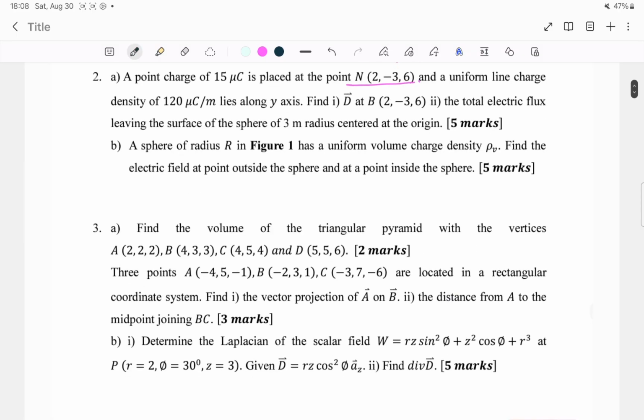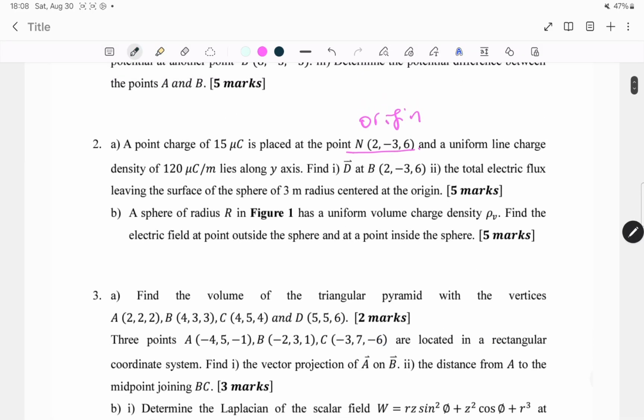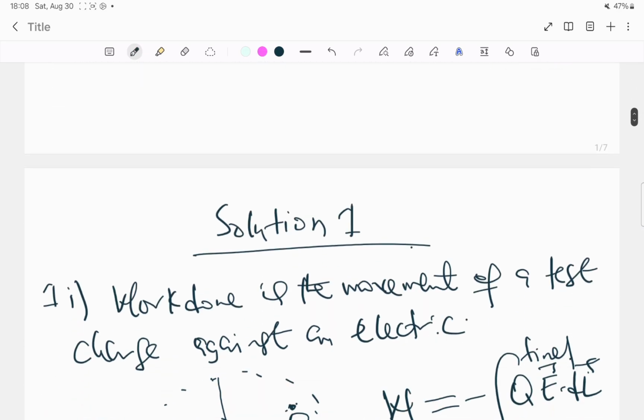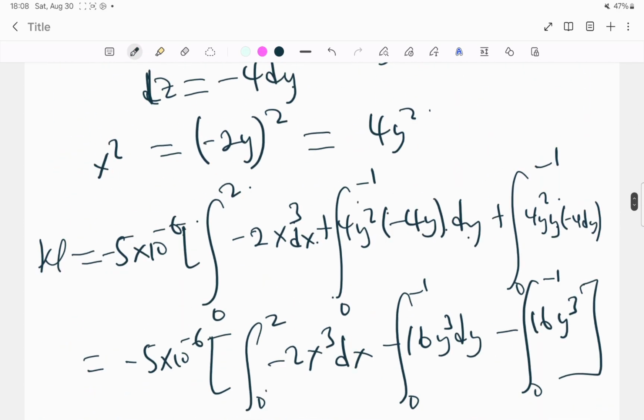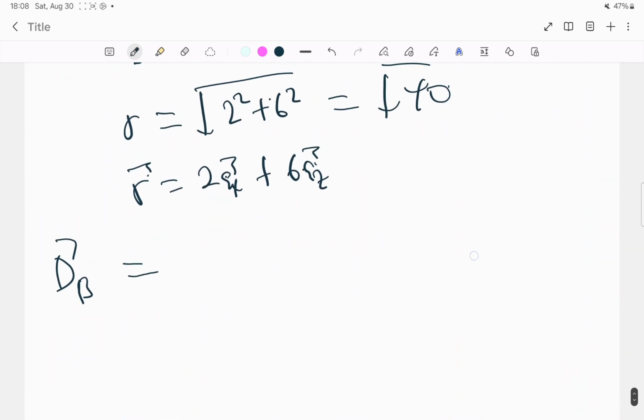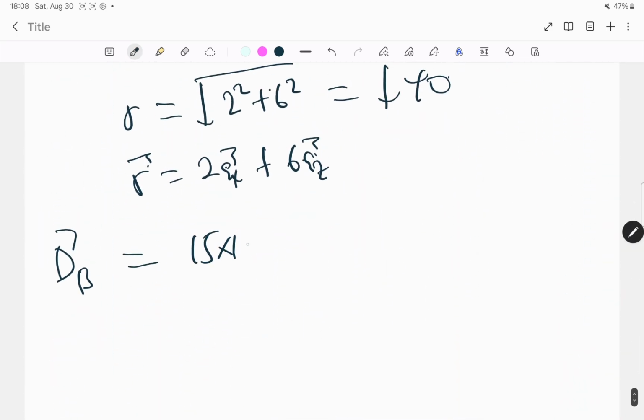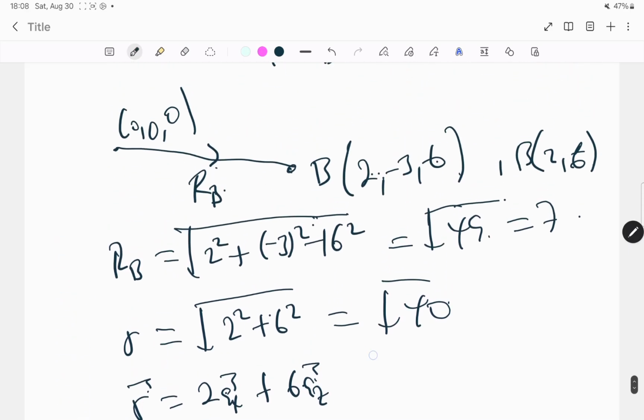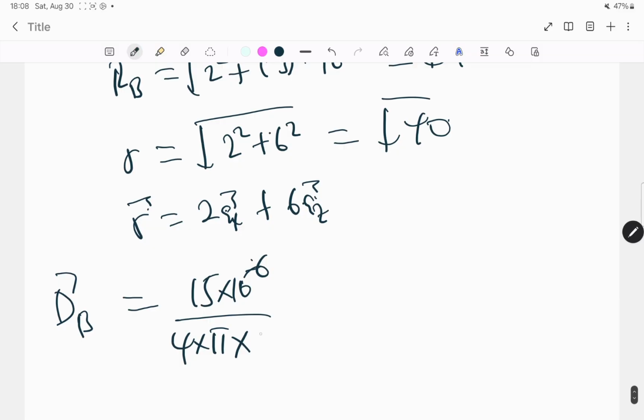Remember the question. The charge is giving us 15 microcoulombs, and then the line charge is 120. So I can write 15 microcoulombs over 4 times pi times R squared. Our R is what?